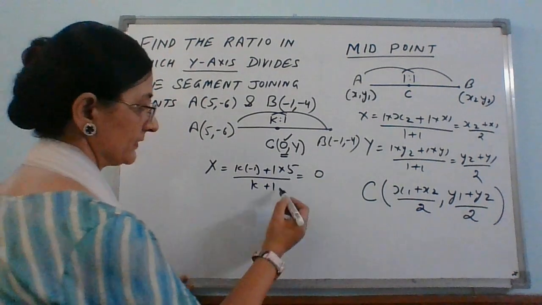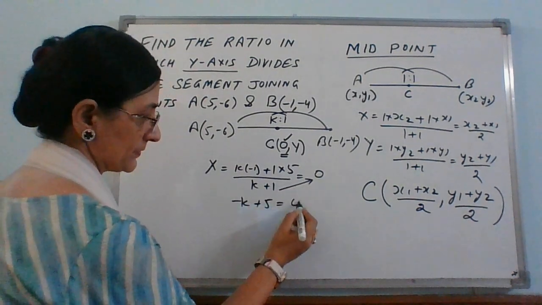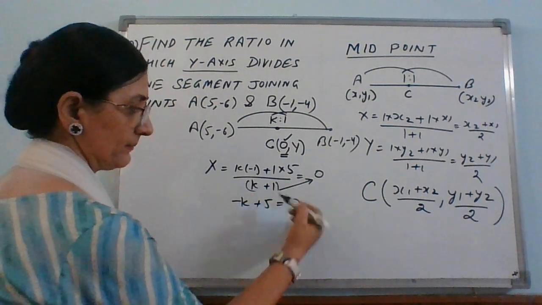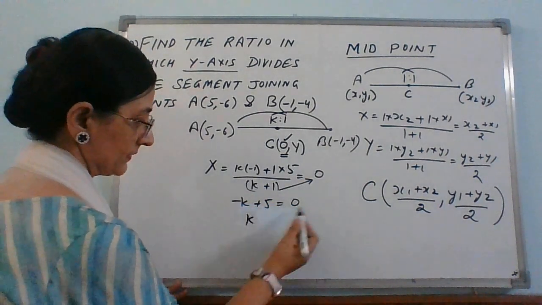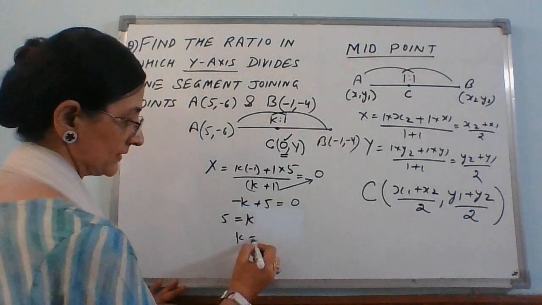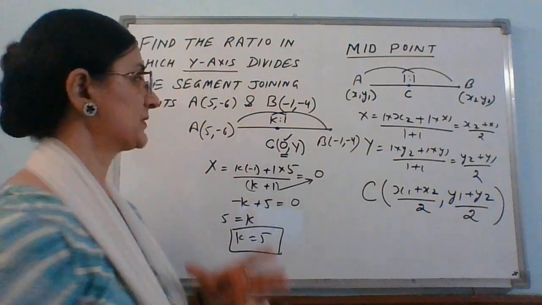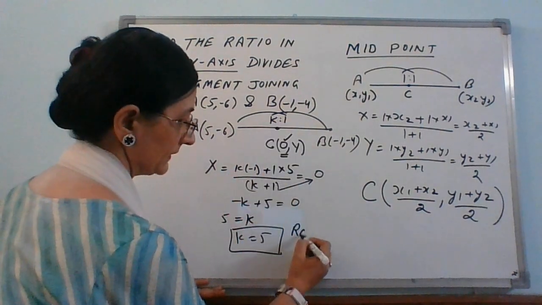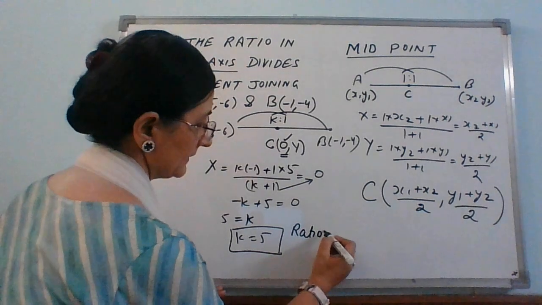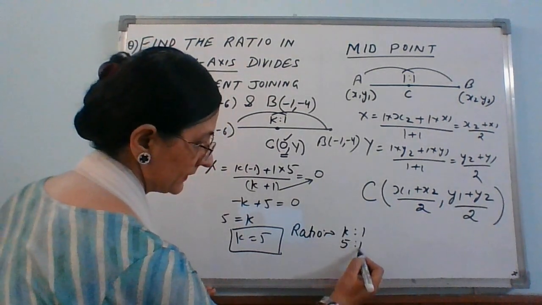So now let us solve. ये तो पूरा 0 हो गया. So minus k plus 5 equals to 0. This whole goes there and becomes 0. So k goes to the right side, right? Positive हो जाता है. 5 वहीं रहता है. So k की वैल्यू आई 5. So we have to find the ratio, और ratio आपकी क्या है? Ratio is k ratio 1. The value of k is 5, 5 ratio 1.